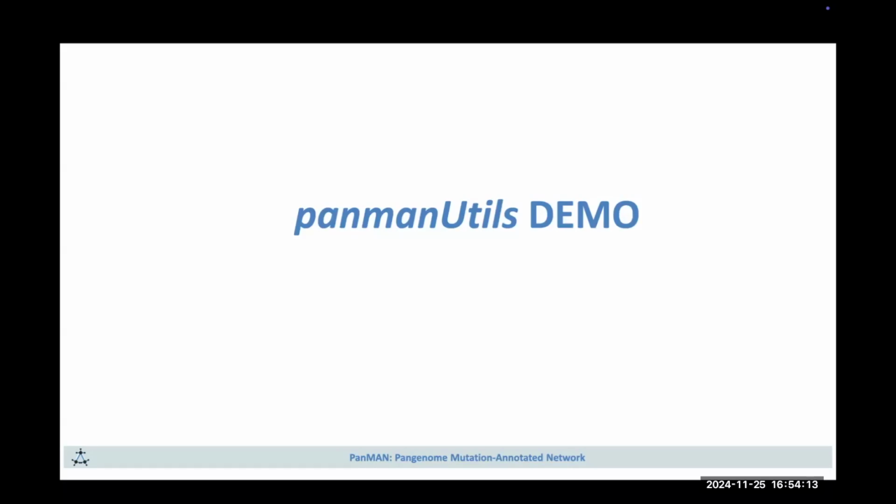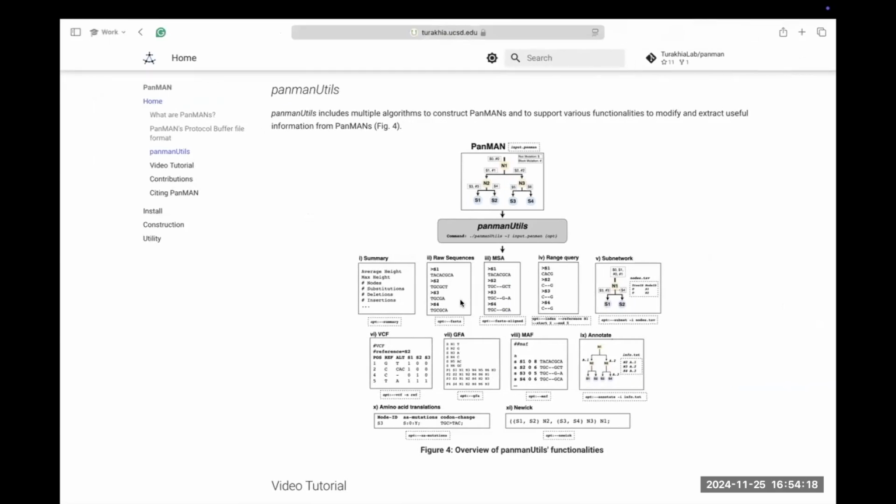In this segment, we'll explore the installation and use of panmanUtils. panmanUtils is a powerful software toolkit designed to construct panmans and perform various functionalities on them. These functions include extraction of raw and aligned sequences in FASTA format, generating GFA and BCF files, and many more, as shown in the figure. And we'll focus on some of this functionality throughout the video.